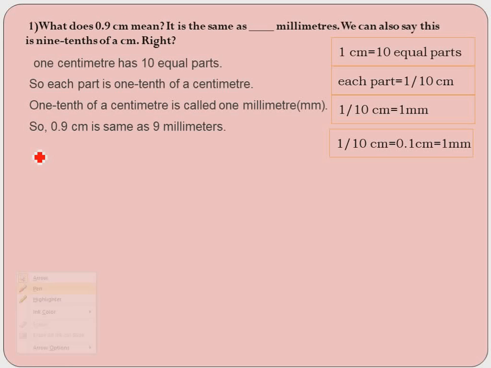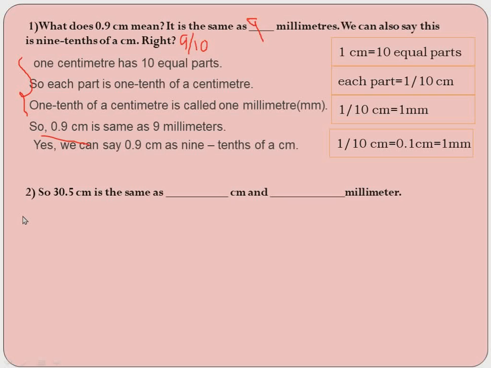So all this explanation I gave you just to understand the method. Directly we can say, what does 0.9 centimeter mean? 0.9 centimeters means 9/10 of a centimeter, and it is the same as dash millimeters. If 0.1 centimeter is equal to 1 mm, 0.9 centimeters will be equal to how many mm? 9 mm, 9 millimeters. And we can also say this is 9/10 of a centimeter. Yes, 0.9 means we can write it as 9 by 10. After the point, how many digits are there? One digit. So 10, 9 by 10.